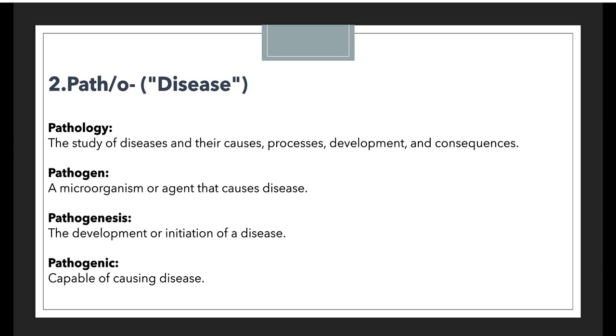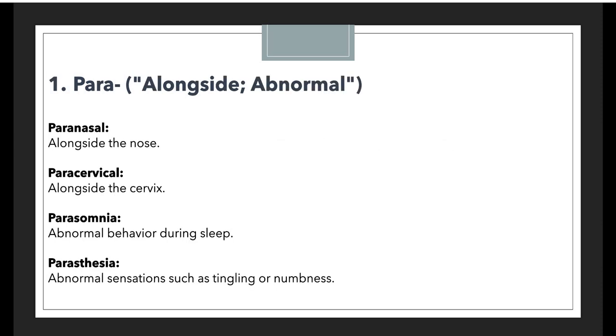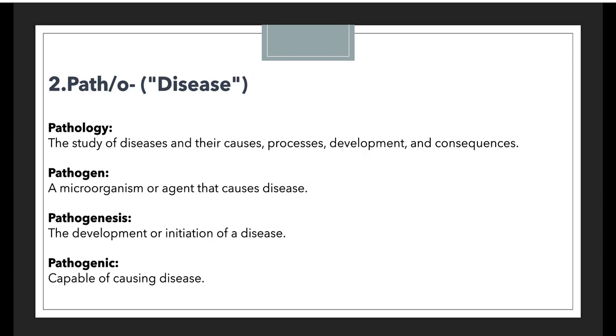So far we have got two prefixes. First one is para, which is used in order to showcase alongside or abnormal. So the para prefix is used for two reasons. Sometimes it is used for showing alongside, and sometimes it is used for showing the abnormality. Okay. Then we discussed patho, which is only used in order to showcase something as disease, or it is related to disease, you can say.